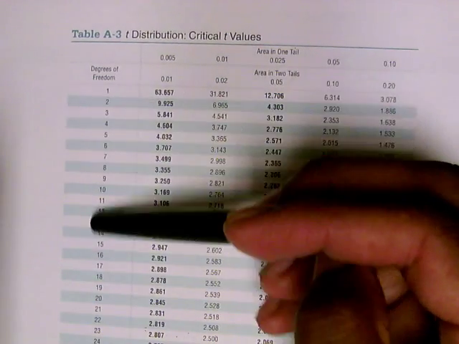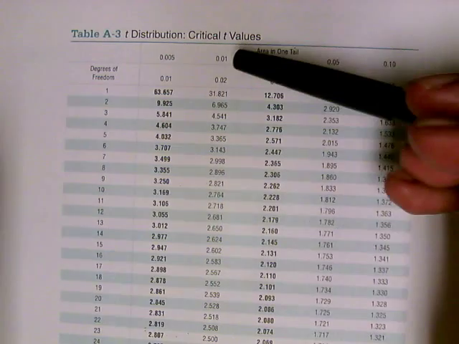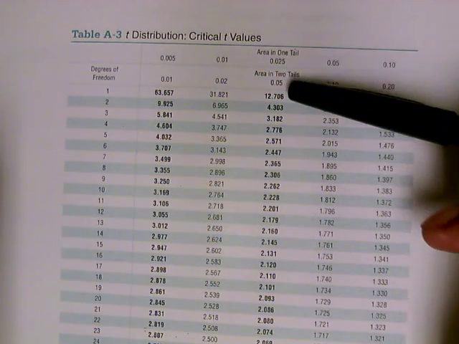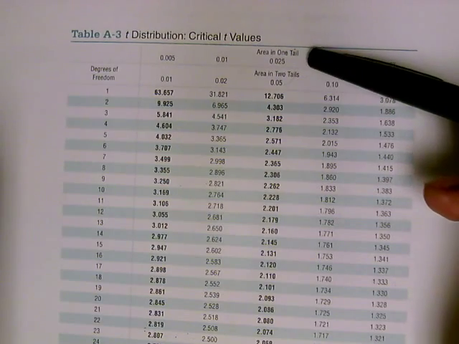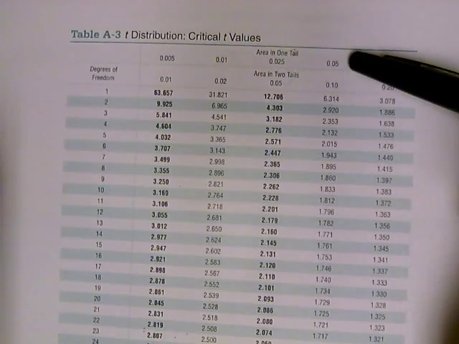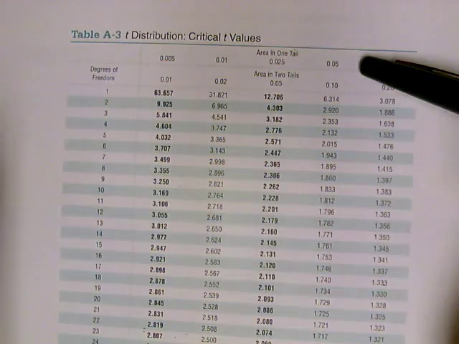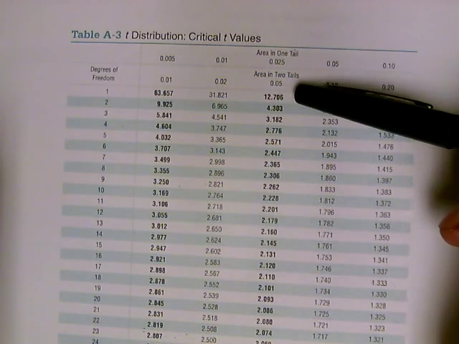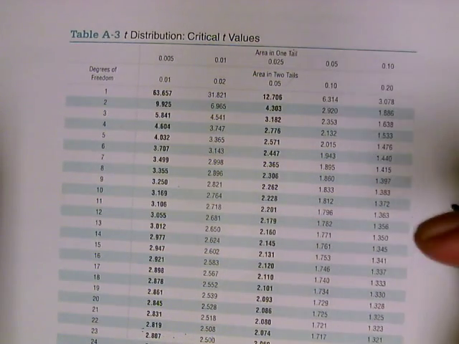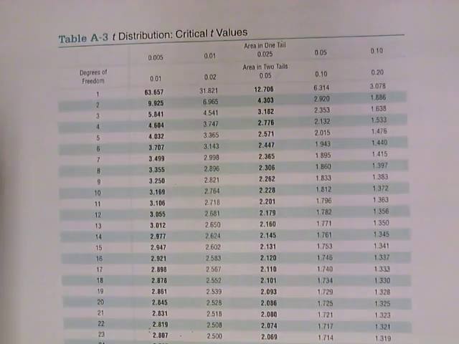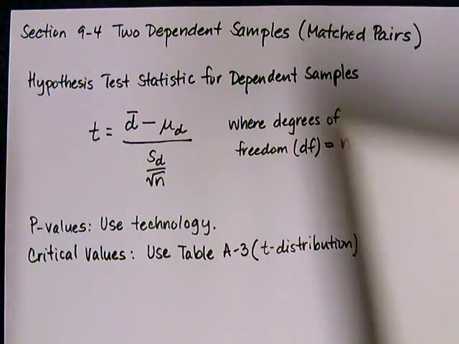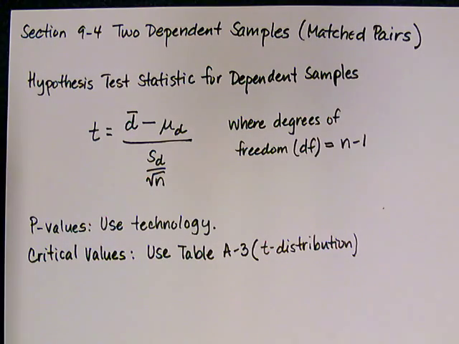On the left-hand side is your degrees of freedom. The top rows are the area in one tail and the area in two tails. If you have a left tail or a right tail test, you'll use this row, which is the area in one tail. For a two-tail test, you'll use the area in two tails row. And from that will help you get your critical t values.